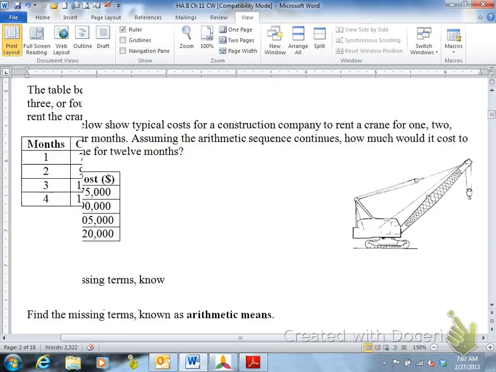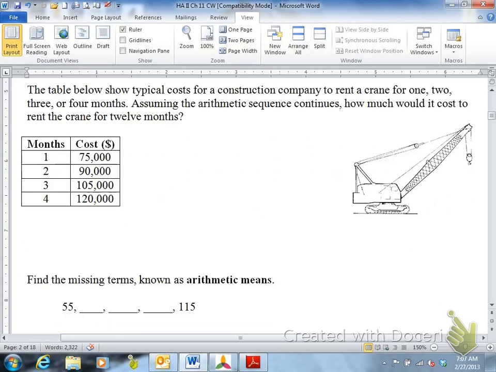Moving right along. Next, a word problem, and then we finish with the lesson. So, the table below shows typical costs for a construction company to rent a crane for 1, 2, 3, or 4 months. Assuming the arithmetic sequence continues, how much would it cost to rent the crane for 12 months?